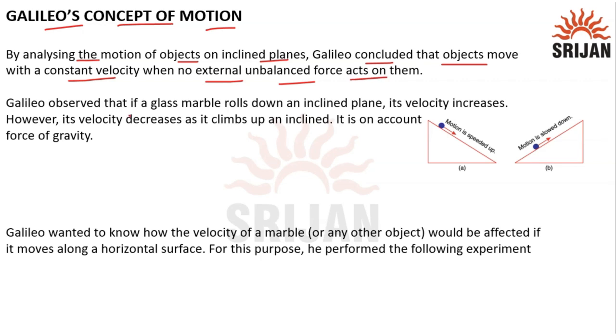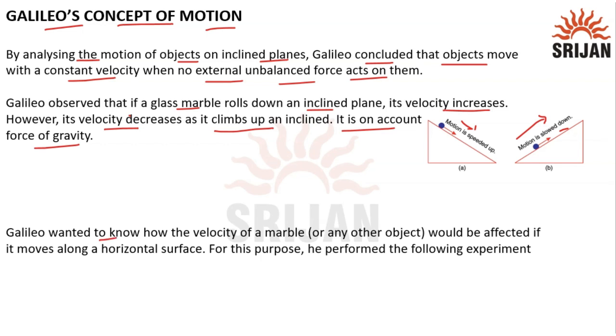He observed that if a glass marble rolls down an inclined plane, its velocity increases. However, its velocity decreases as it climbs up an incline. It is on account of the force of gravity. As you can see, when it slides down, the motion speeds up, but if it is moving up, the motion slows down.